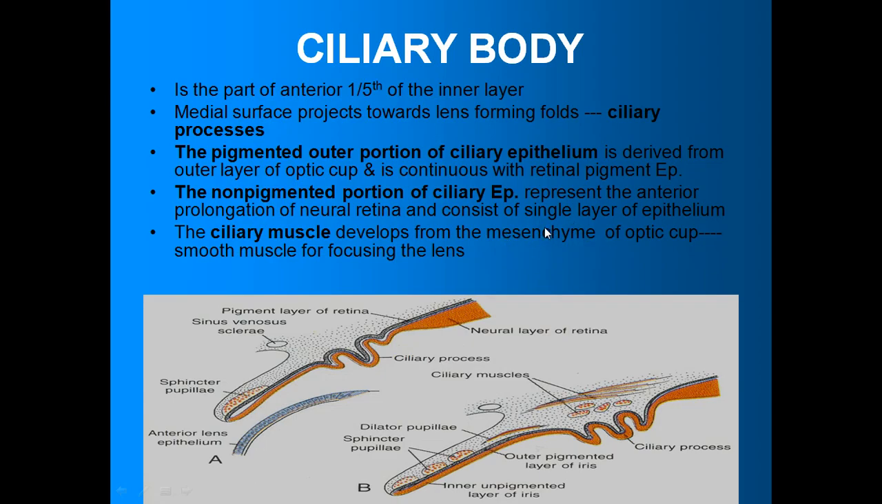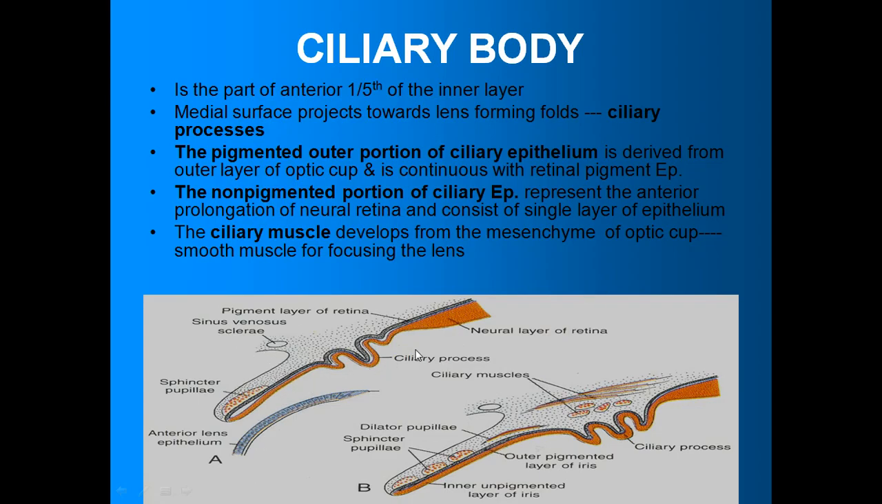So I repeat, the innermost aspect of the ciliary body is derived from the inner layer of the optic cup. The pigmented layer of the ciliary body is derived from the outer layer of the optic cup. The connective tissue in this, including the ciliary muscle, is derived from mesoderm. The non-pigmented epithelium in the anterior portion of the ciliary body is derived from the neural retina. Okay, so the same thing is continuous with the iris also.